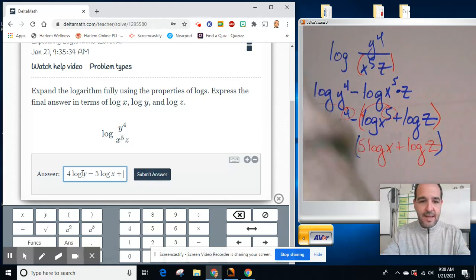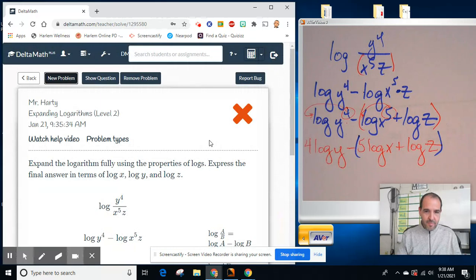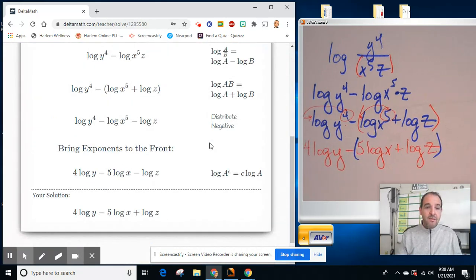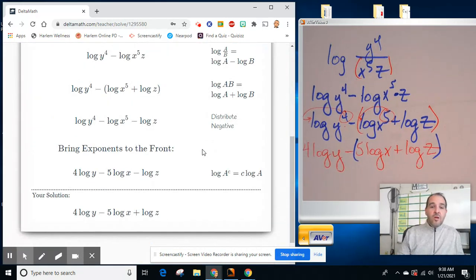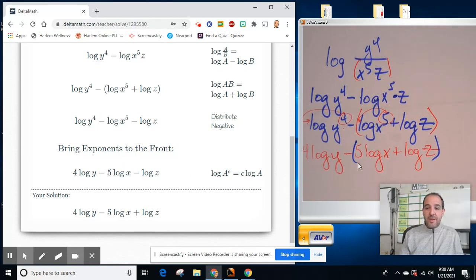So let's test this out. I have a feeling it's going to tell me I'm wrong. Yeah. Why? Because, what did I do? Now that's interesting. Now I wish I would have put the parentheses. If I'd have put the parentheses, I think it would have taken it because they distributed it.